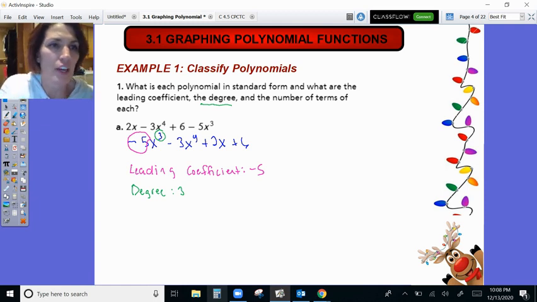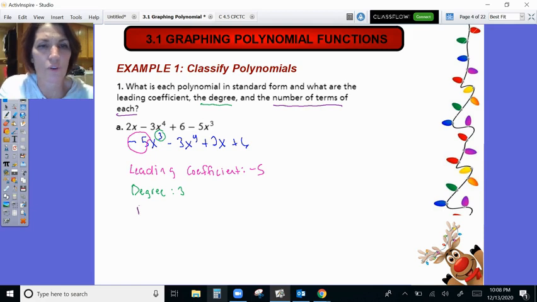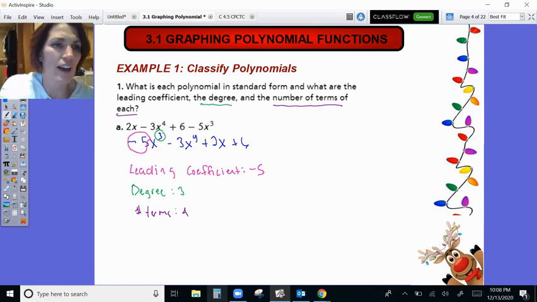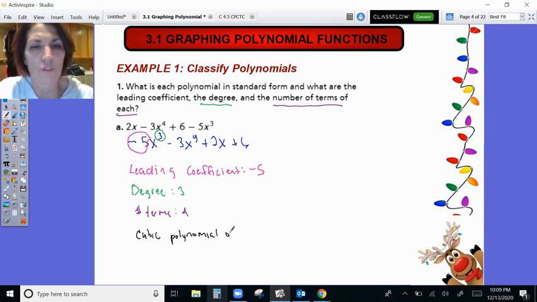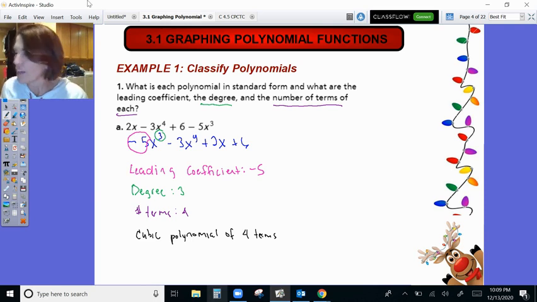Okay, and the number of terms for each right here. So we have 4 terms, number of terms. We have 4. And if I'm going to classify this, right, it's a third degree. So I'm going to call it cubic, not third degree, it's a cubic, and then we have 4 terms. So it's a polynomial of 4 terms. That's how it's classified. Okay.